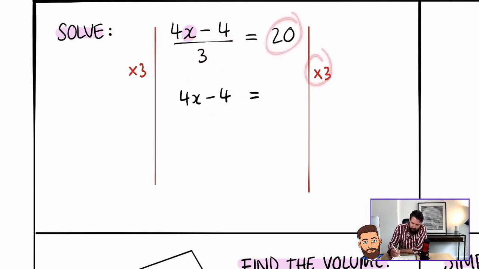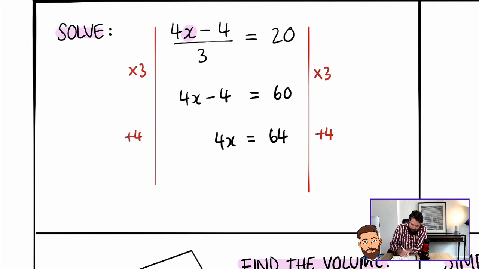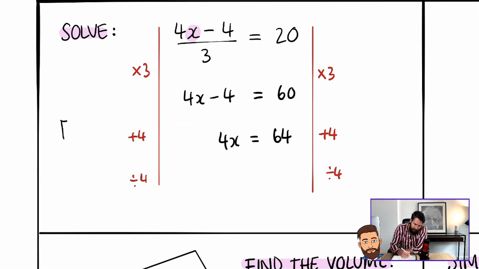20 times by 3 would be 60. Now it's just a basic solving equation. So we're going to add 4 to both sides, which would give us 4x equals 64. And then we're going to divide both sides by 4. If you don't know how many 4s go into 64, a good method in any test or when you're practising is to just do a bus stop long division. So 4 into 6 goes once, with 2 left over. 4 into 24 goes 6. So the answer to this would be x equals 16.